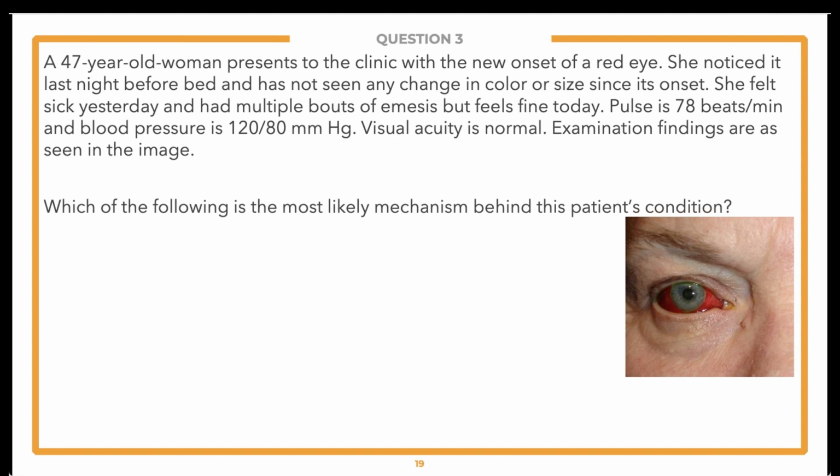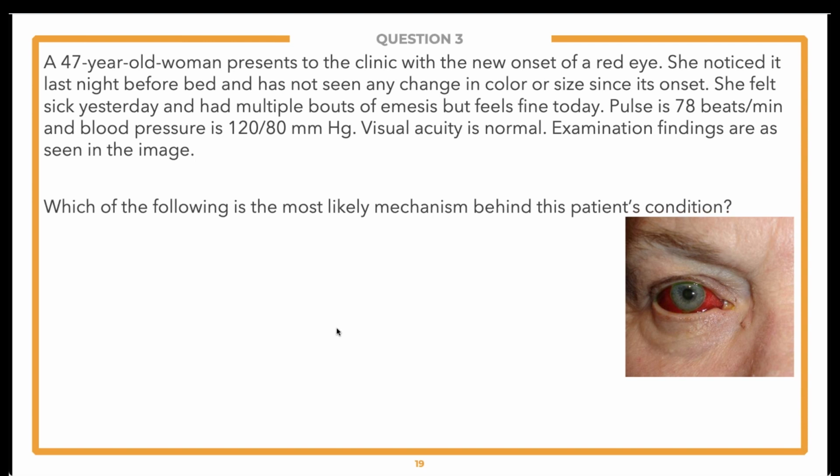She noticed it last night before bed and has not seen any change in color or size since its onset. She felt sick yesterday and had multiple bouts of emesis, but feels fine today. Pulse is 78 beats a minute, blood pressure is 120/80. Visual acuity is normal. Examination findings are as seen here in the image. So again, which of the following is the most likely mechanism behind this patient's condition?